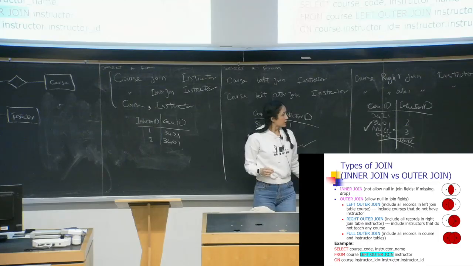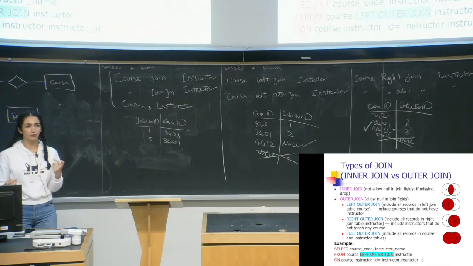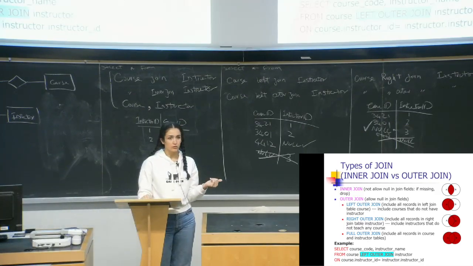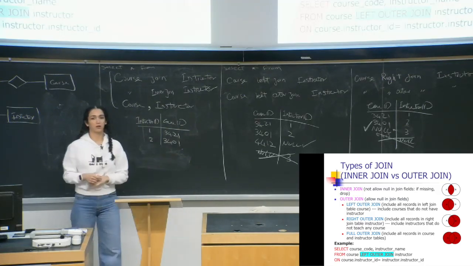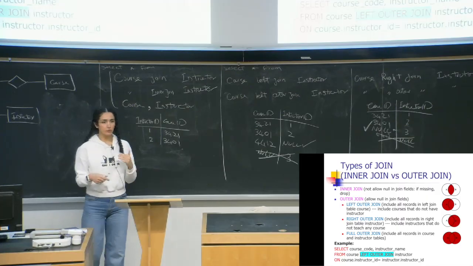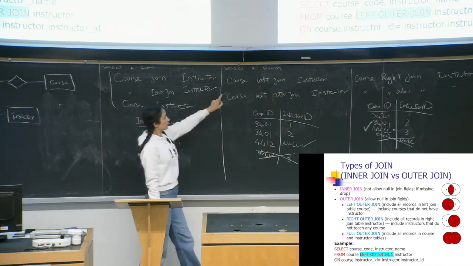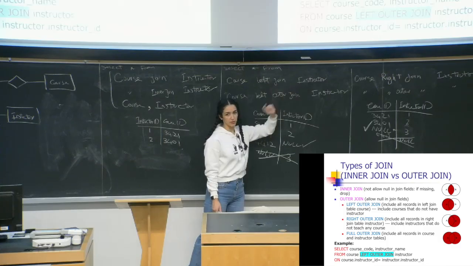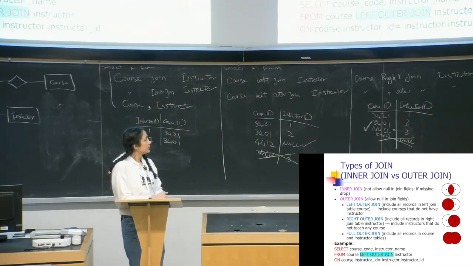Okay? Now, full outer join, as your friend mentioned, allows null in both. So if you want to get everything from both tables. So you want to include all courses, even if there are no instructors for them. And also you want to include all instructors, even if they are not teaching any courses yet. If that is the case, you use full outer join. Okay? Now, can I say, let's say, select star from course left join instructor is the same as instructor right join course? Yes, right?